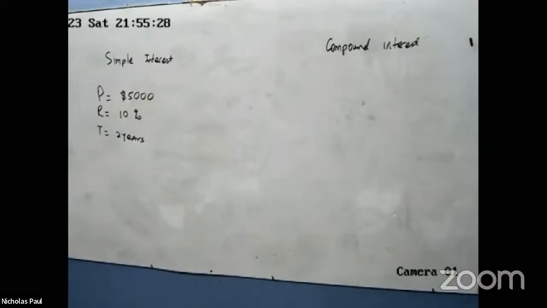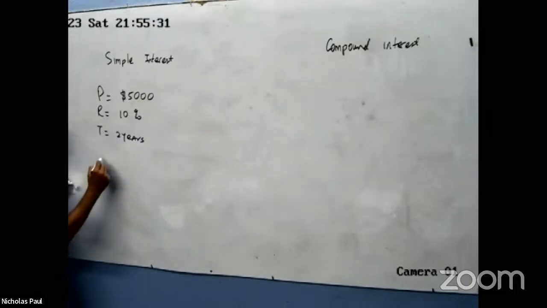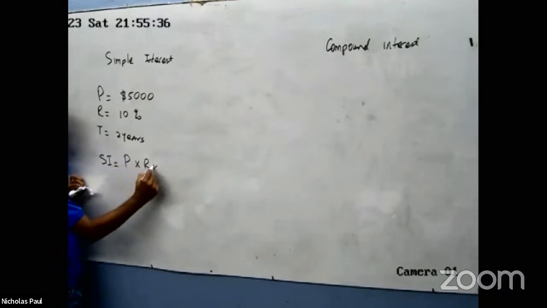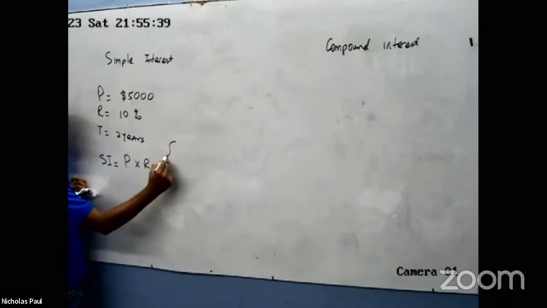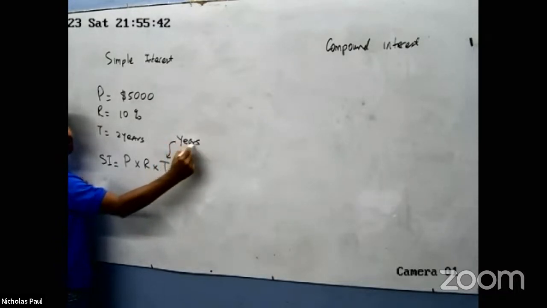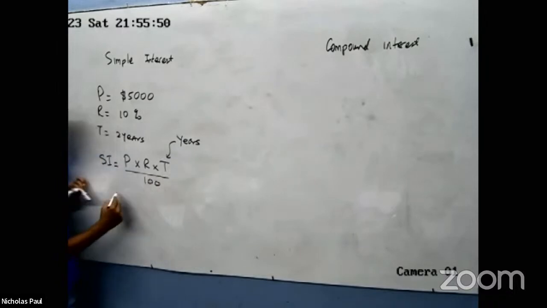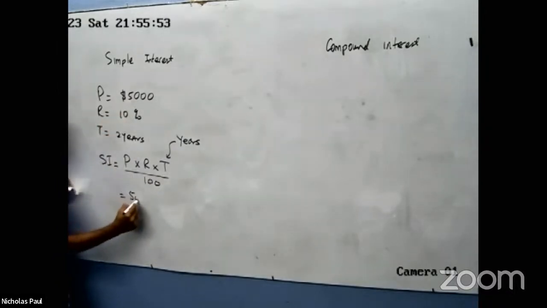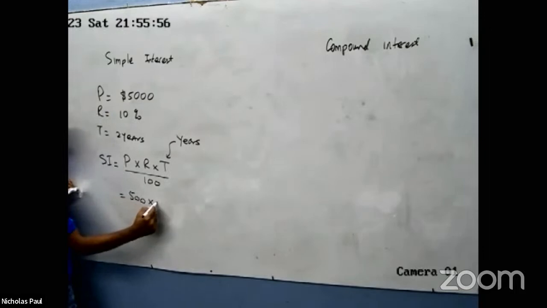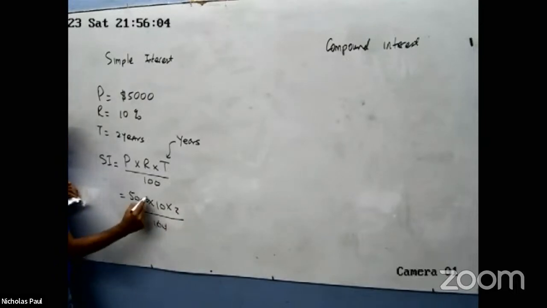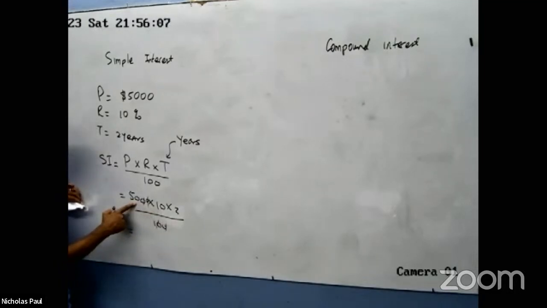Let's do simple interest first. Really easy. The simple interest formula is principal by rate by time in years, all over 100. So this time must be in years. Are you okay with that? If you have 6 months, convert to years. So the principal is 5,000 by rate, which is 10, by 2 years, all over 100. That'll cancel. How much is that? That is 100 by 10.